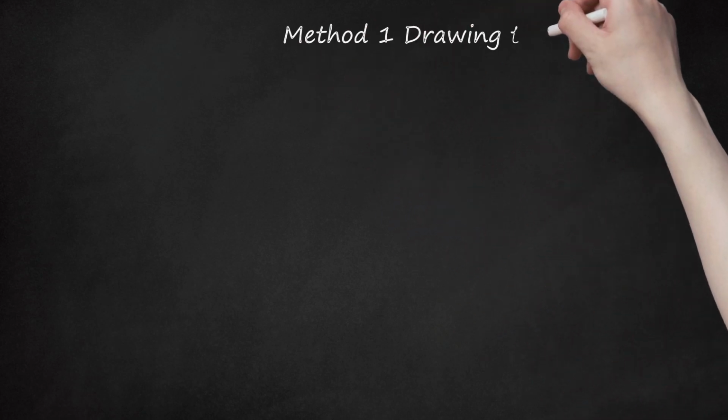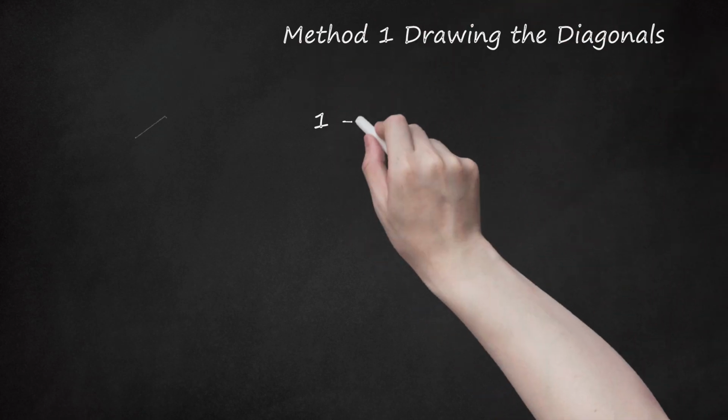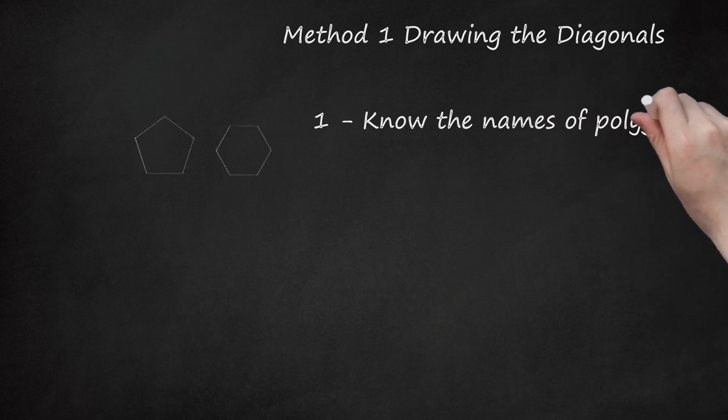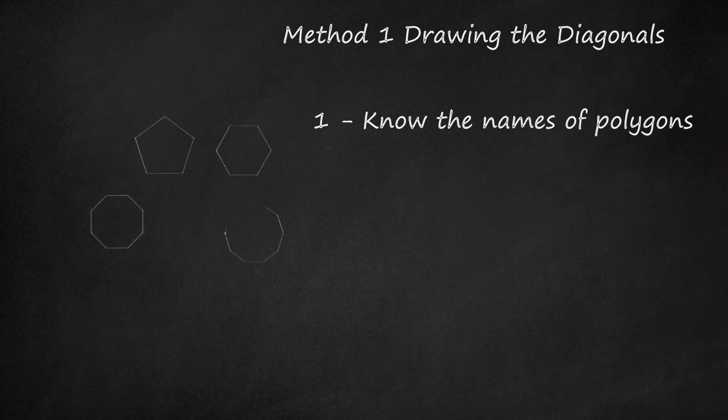Method 1. Drawing the diagonals. 1. Know the names of polygons. You may need to first identify how many sides are present in the polygon. Each polygon has a prefix that indicates the number of sides it has. Here are the names of polygons with up to 20 sides.